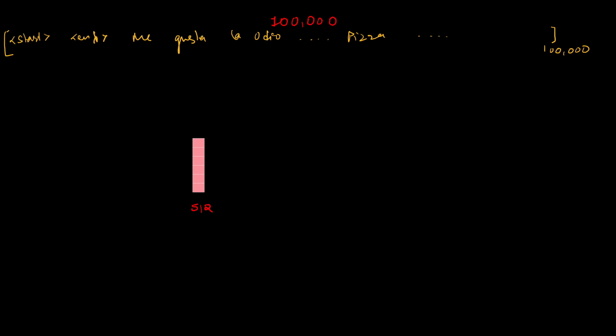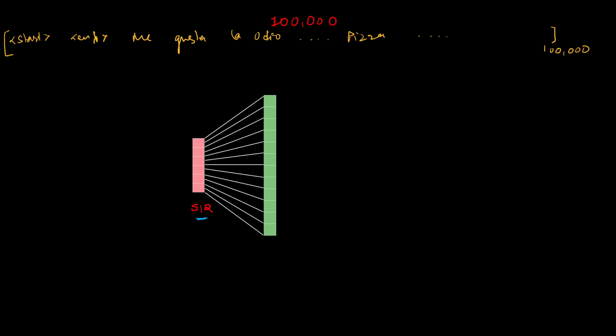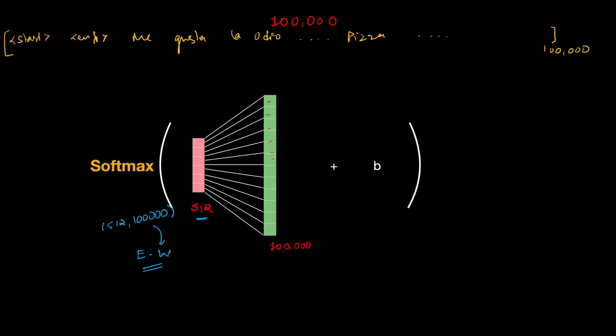We can easily achieve this by performing a linear transformation on this 512 dimensional output. We will perform a linear transformation of this embedding with a weight matrix of size 512 by 100,000. So the result of this linear transformation is going to be a 100,000 dimensional vector. Now this vector can have values in any range. What we want to do is convert these values into probabilities so that they can be converted into a prediction. So we will add some bias and apply softmax over it. And in turn, we will get a 100,000 dimensional vector where the values are converted into probabilities.